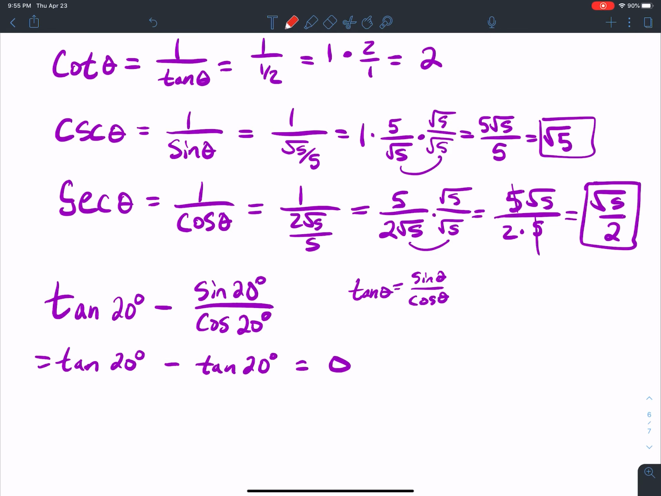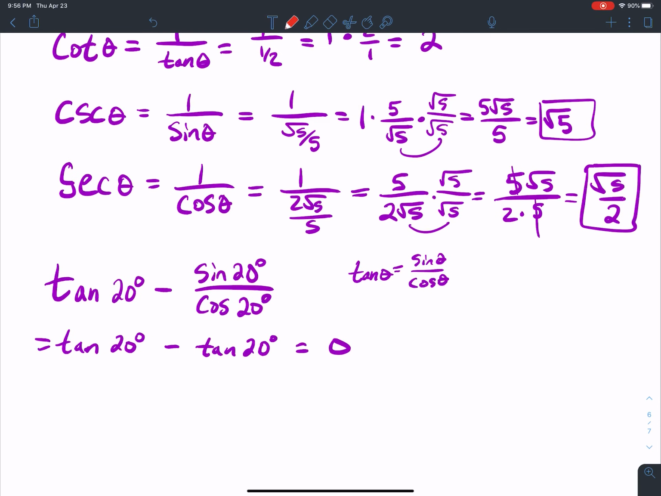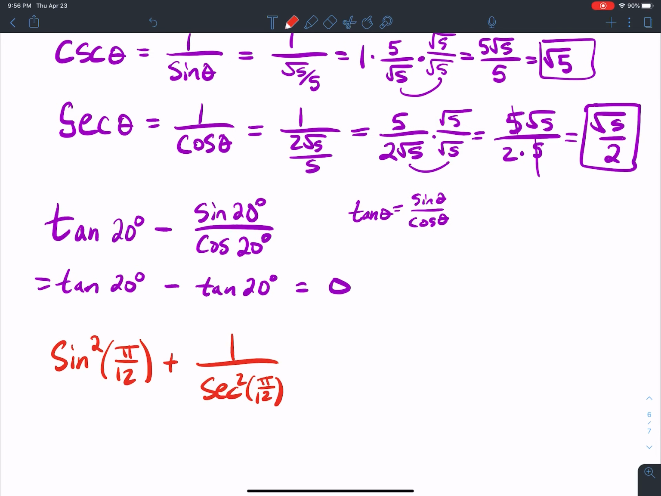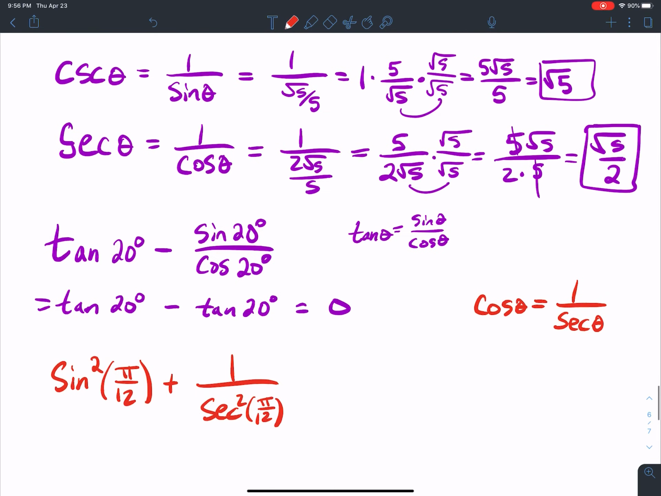Cool. Now the next one is sine squared pi over 12 plus 1 over secant squared pi over 12. Okay? All right, so 1 over secant is actually cosine theta. Cosine theta is 1 over secant theta. They're reciprocals of each other, right? Okay. So if I square it, then I can square it there, and we're still good to go.